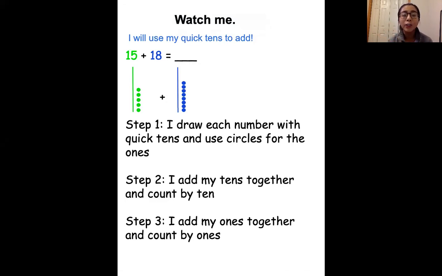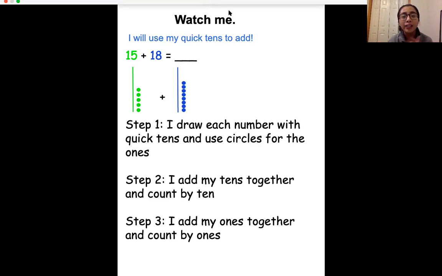I'm really excited for another math video where we get to work together on math. Your teachers have been telling me that you've been doing an amazing job, so let's see if you can impress them with our quick tens strategy today. What we're going to do is learn two different ways that we can use our quick 10 drawings to add big numbers together.